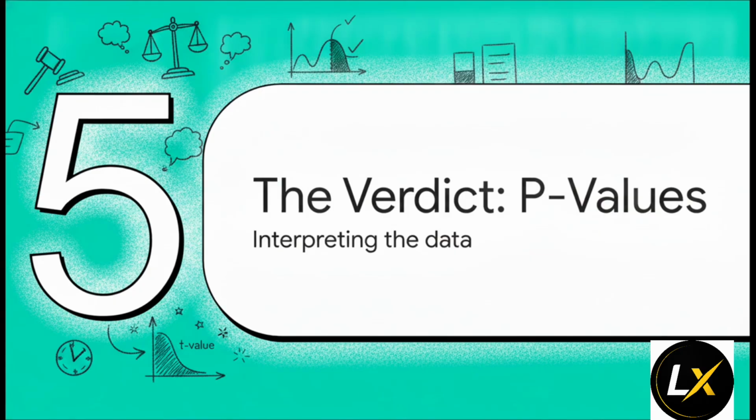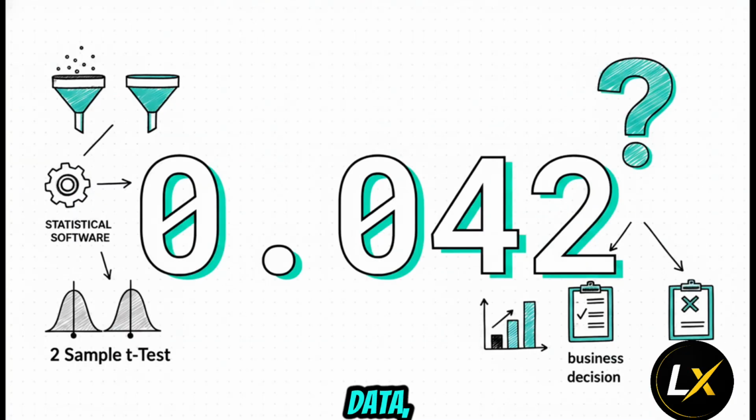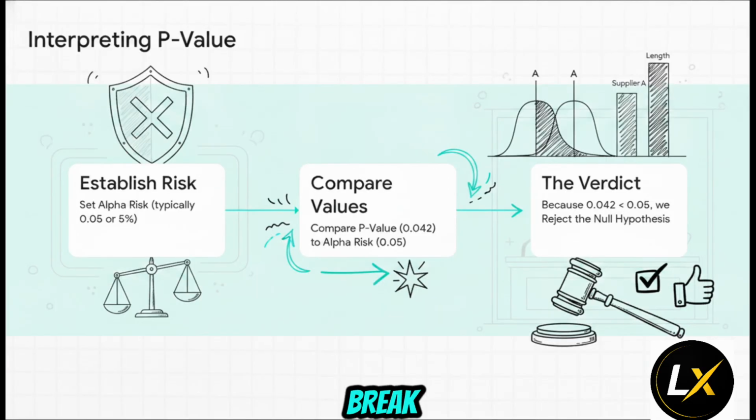Section 5. The verdict. P-values explained. Time for the jury to decide. In statistics, the ultimate verdict comes down to the p-value. We take all that supplier data, plug it into the statistical software, run the two-sample t-test, and out pops a p-value of exactly 0.042. Okay, great, but what does that number actually mean for our business? Here is how we break it down.